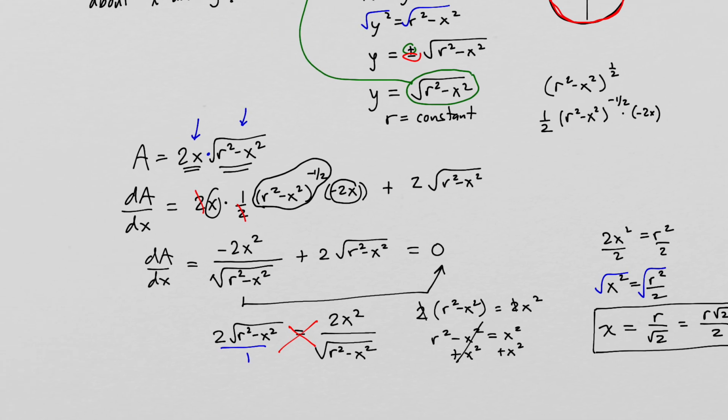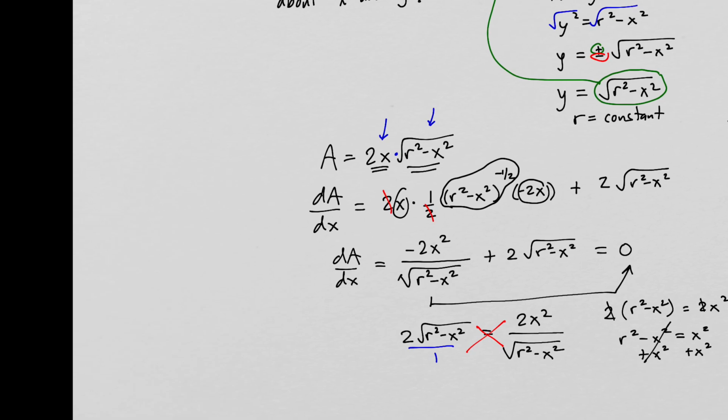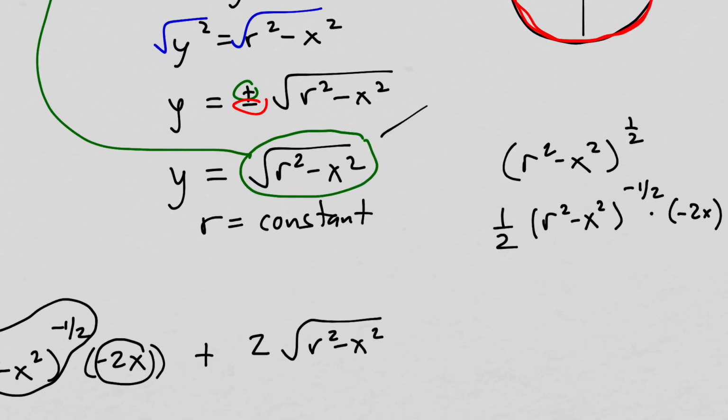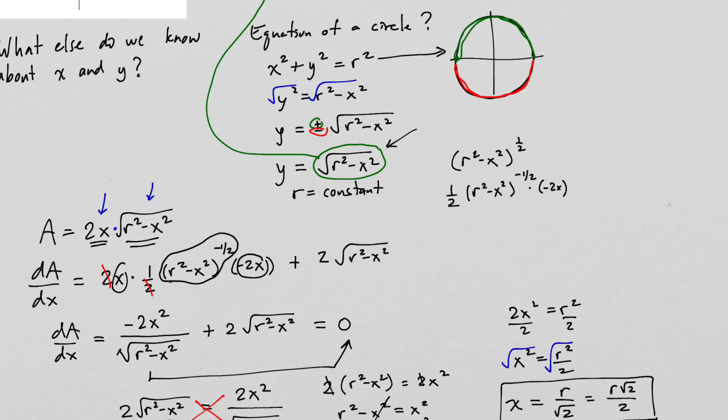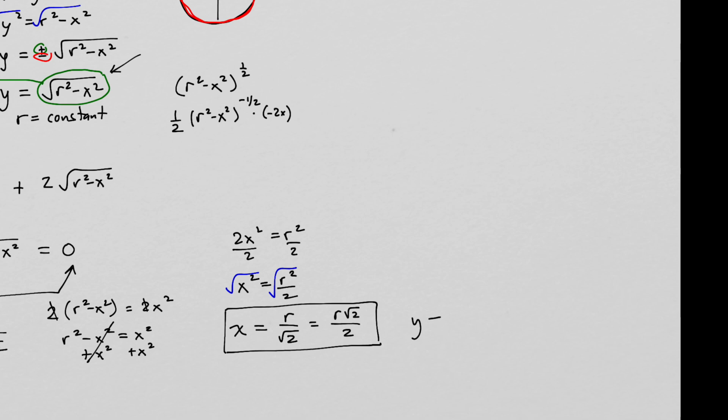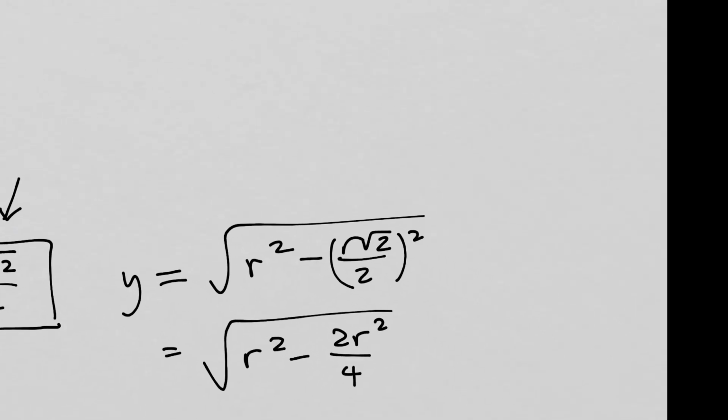Now we have to solve for the value of y, and we'll just remember that y, it's right here, was equal to the square root of r squared minus x squared. So y is going to be the square root of r squared minus this number squared. And this is equal to the square root of r squared minus 2r squared over 4. So just a little detail here, I'm squaring the r, which gives me r squared. I'm squaring radical 2, which gives me 2, and I'm also squaring 2, which gives me 4.